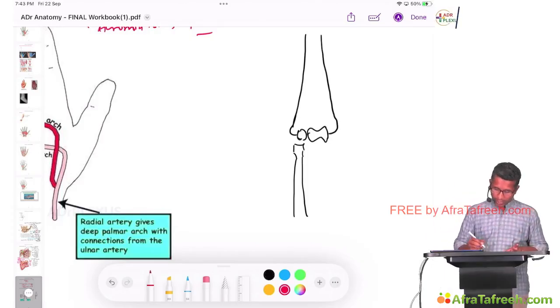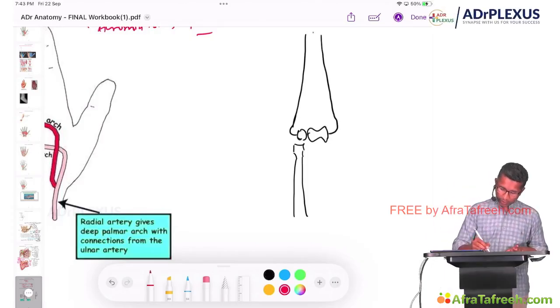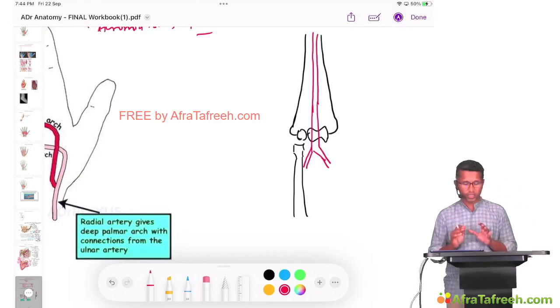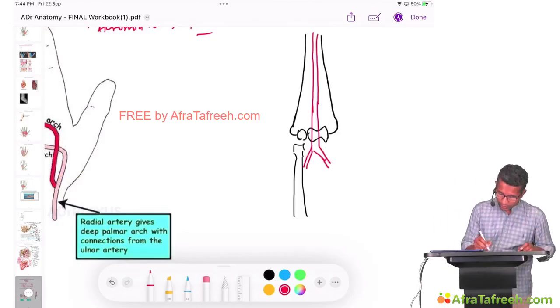There is an artery called the brachial artery. This brachial artery, when it runs into the cubital fossa at the level of the neck of the radius, divides into the radial artery and the ulnar artery. We'll begin with this. So what is this artery called? This artery is called the brachial artery.